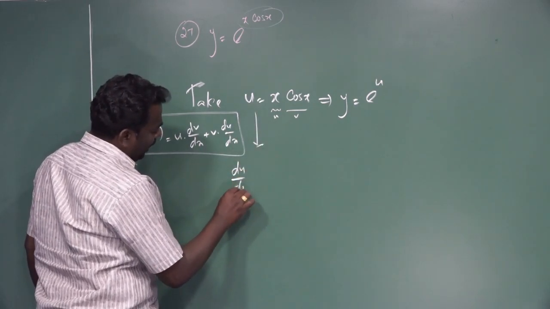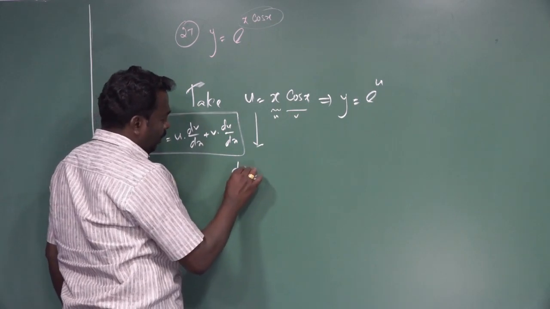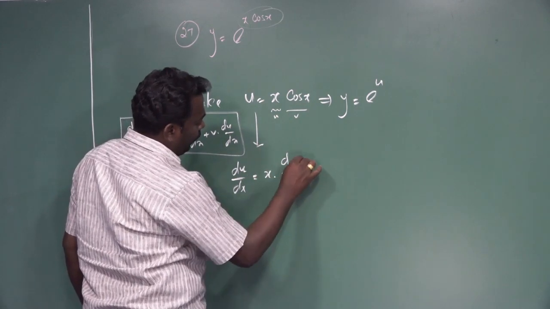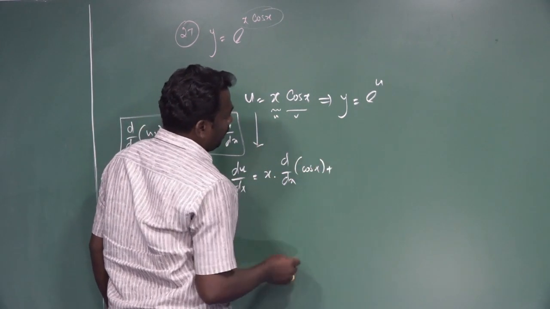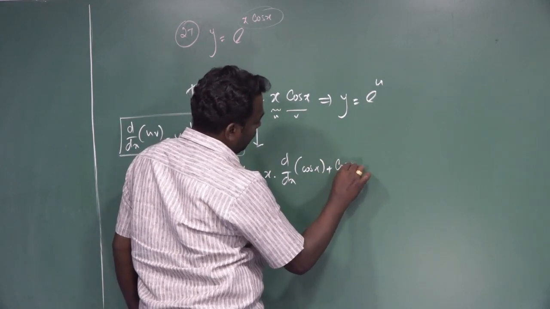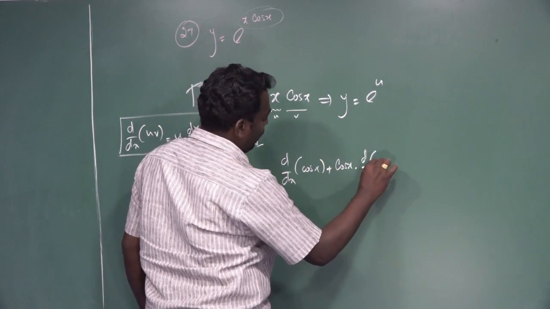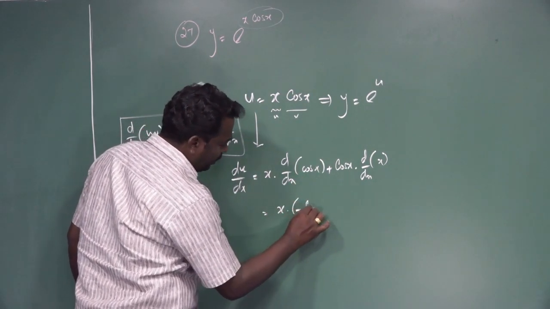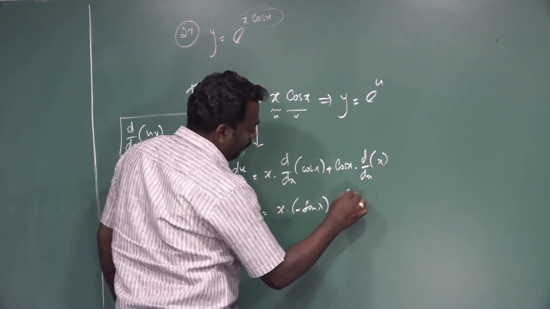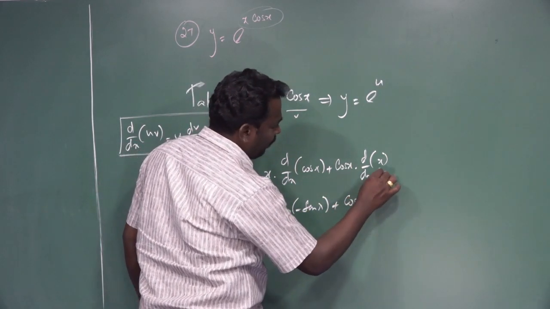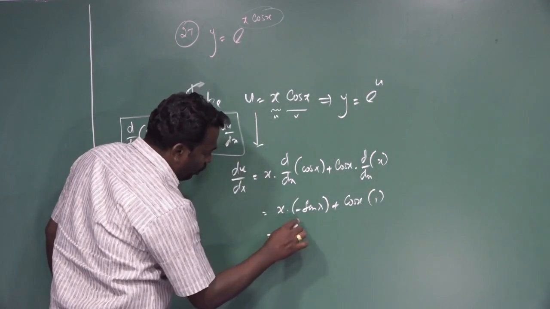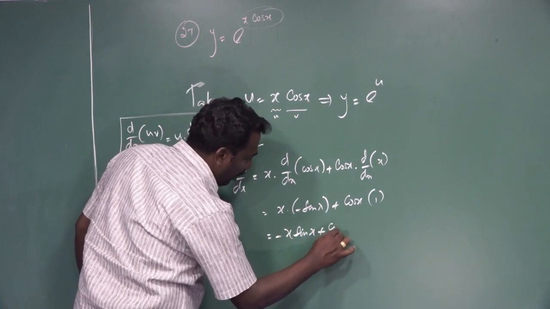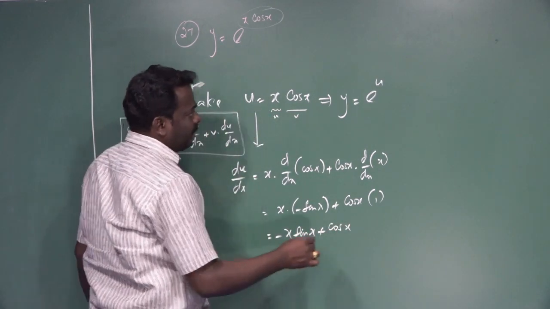du by dx: differentiate the u function with respect to x, keeping the first x as it is and differentiating cos x, which gives x plus, keeping cos x as it is and differentiating x. That is x into the differentiation of cos x, which is minus sin x, plus cos x into the differentiation of x, which is 1. That is equal to minus x sin x plus cos x. That is the derivative du by dx.